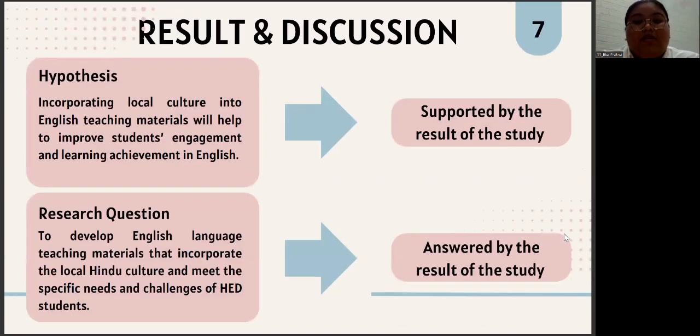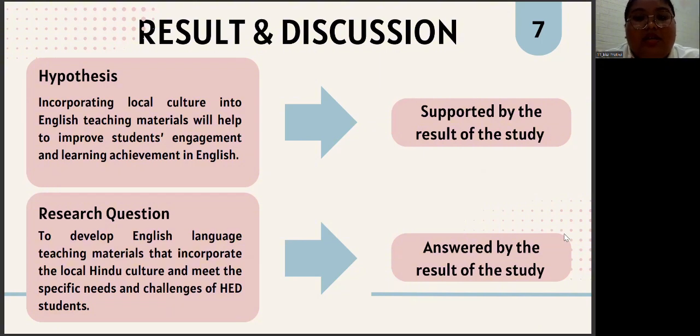As I explained before, this study did not explicitly state a hypothesis. However, the underlying assumption that incorporating local culture will help to improve students' engagement and learning achievement in English was supported by the results of this study. Also, this study did not explicitly state the research questions. However, the overall purpose of this study, which was to develop English language teaching material that incorporates the local Hindu culture and meets the specific needs and challenges of HED students, was answered by the results of this study.